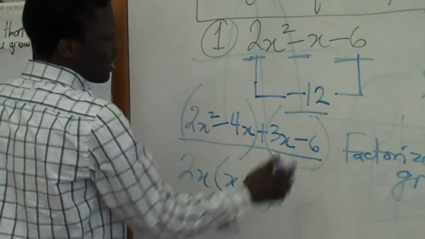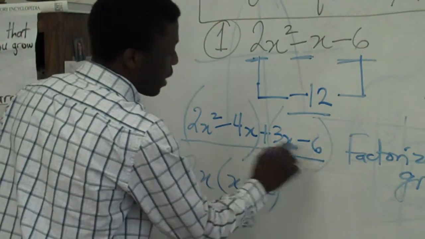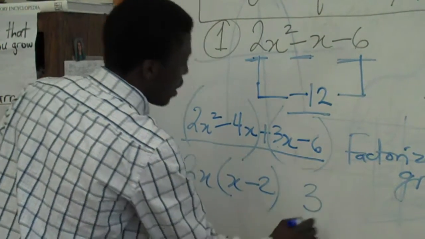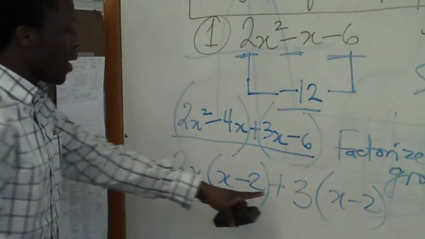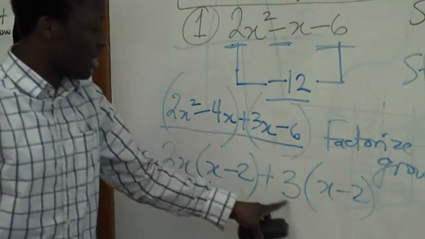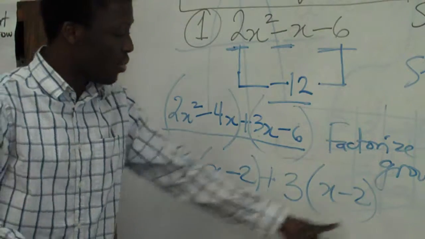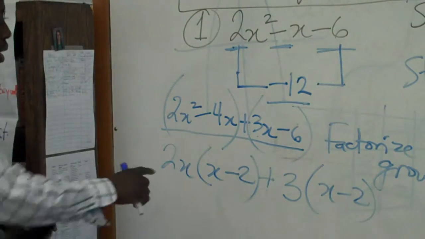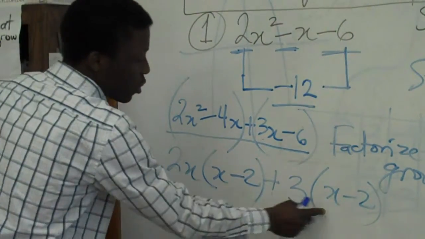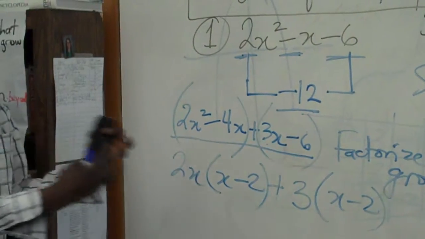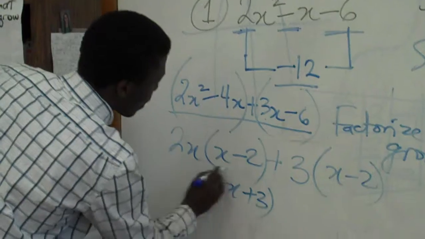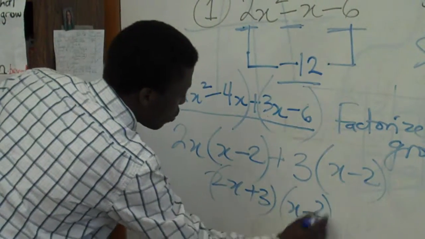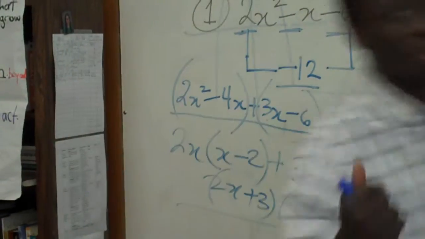And then we go to the next bracket. What's common between 3x and 6 here simply would be the 3. And so we have 3 into x minus 2. Of course, it's a plus, because 3 times x is 3x, and then 3 times minus 2 is minus 6. So now we have x minus 2 that we can take out, because it's common in both terms. So we get 2x plus 3, and we get x minus 2. That's the answer to the first quadratic expression. Make sure you review that.